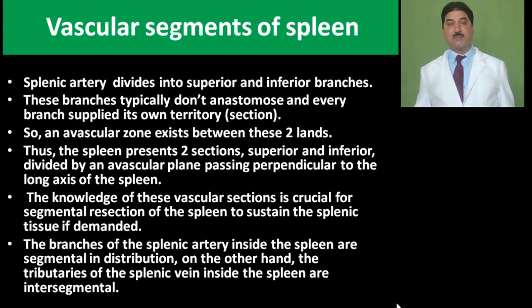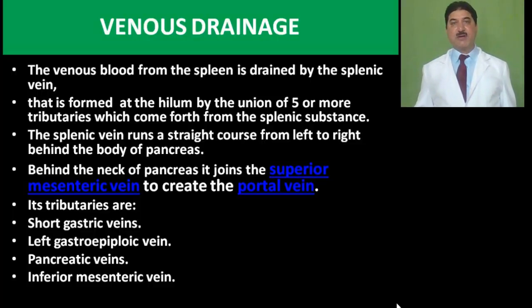As shown in this diagram, venous drainage of the spleen. The venous blood from the spleen is drained by splenic vein that is formed at the hilum by union of 5 or more tributaries which come out from the splenic substance. The splenic vein runs a straight course from left to right behind the body of the pancreas. This vein acts as a landmark for identification of the pancreas during sonographic anatomy.